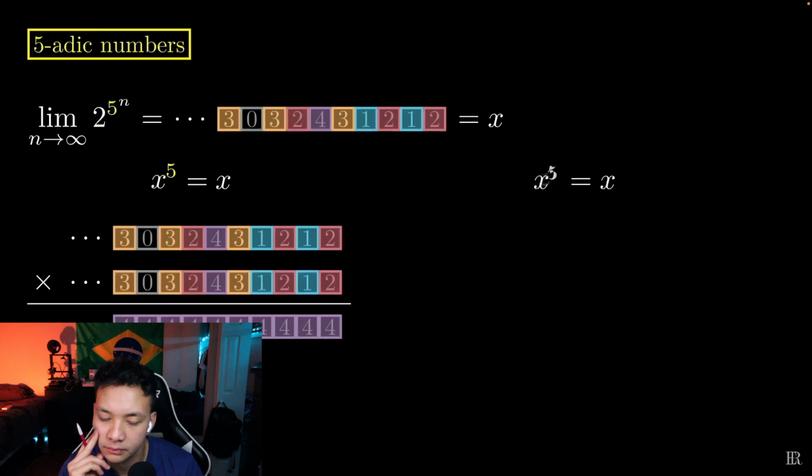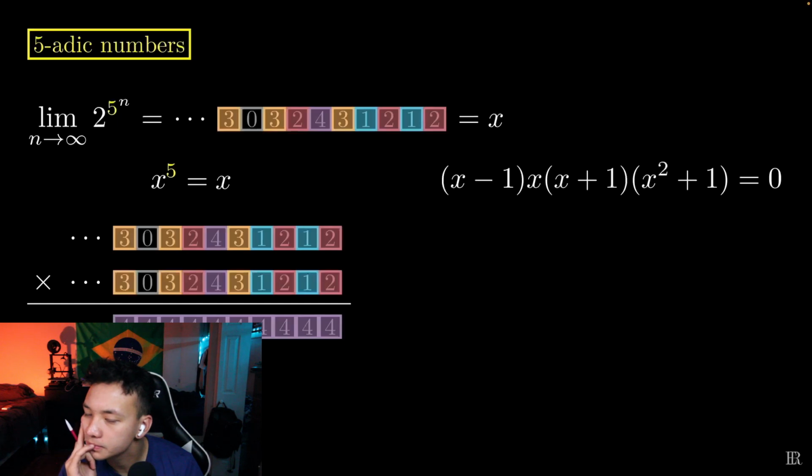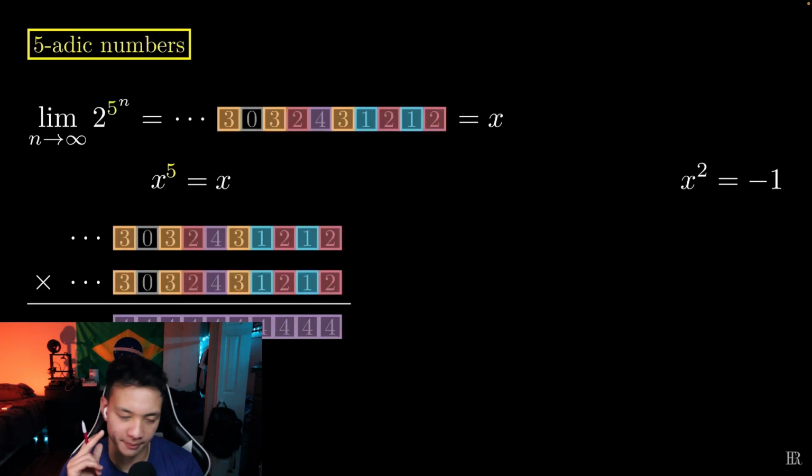We can prove that this limit is the square root of -1 by factoring x to the 5th minus x. Since the 5-adic numbers support division, the only way for this product to be 0 is for one of the factors to be 0. The first 3 factors are non-zero, so it must be the last one. The existence of p-adic limits like this is actually pretty common.